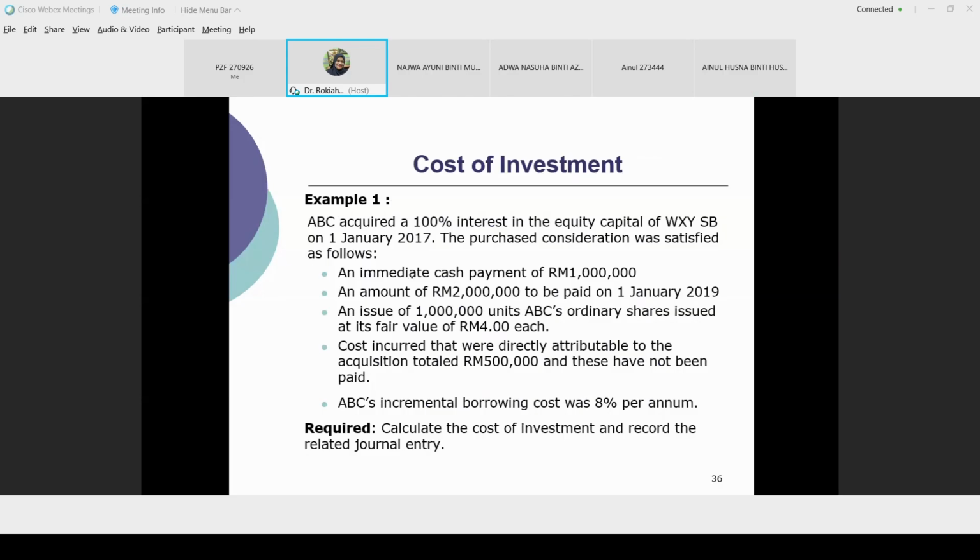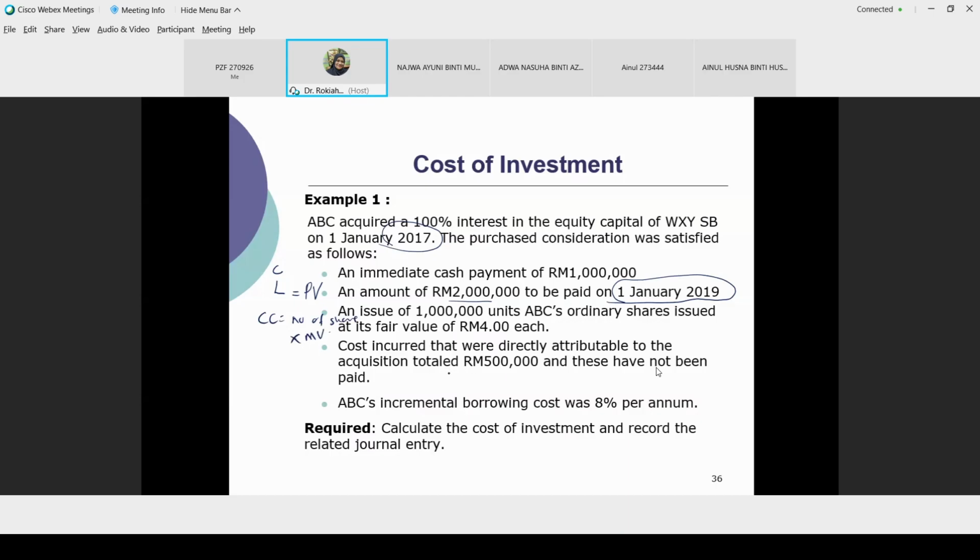you may use cash, and then you have a liability. This liability amount of 2 million here is going to be paid on 1st of January 2019. The acquisition date is in 2017. So for this liability you need to calculate its present value. And then there is an issue of 1 million shares at the price of 4 ringgit. So for the share capital here, it is the number of shares times the market value.